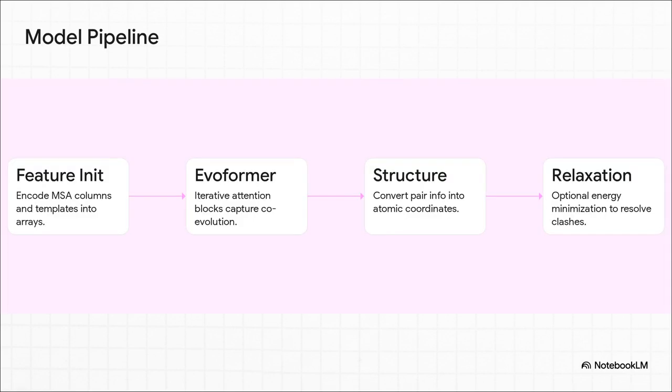What's so cool here is how this complex neural network acts like a literal factory assembly line, taking raw 1D data and refining it into a polished 3D masterpiece across 4 main steps. First step, feature initialization encodes those MSAs and templates into numerical arrays. Then comes the evoformer. This is the heavy lifter. It uses iterative attention blocks to deeply capture coevolution and long-range relationships between the amino acids. Third, the structure module takes all that relational data and converts it into actual atomic coordinates using invariant point attention. And finally, there's an optional relaxation step. That's just a quick energy minimization to fix any awkward atomic clashes and give us the final beautiful coordinates.